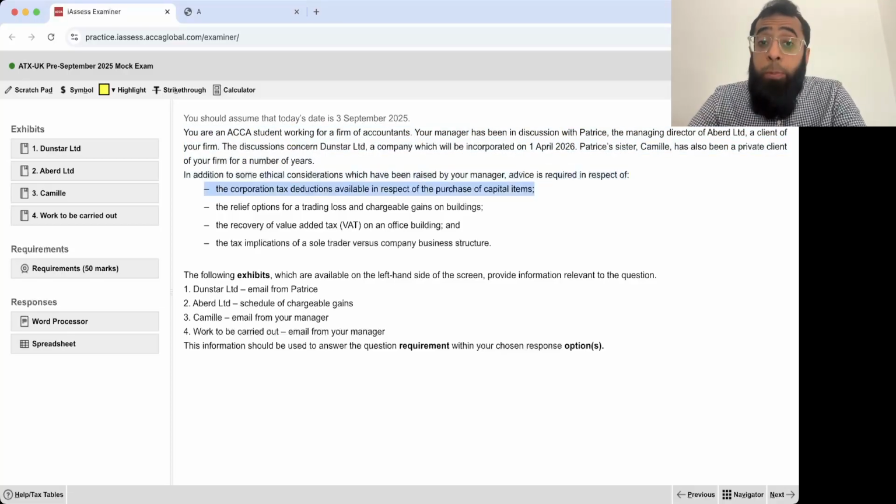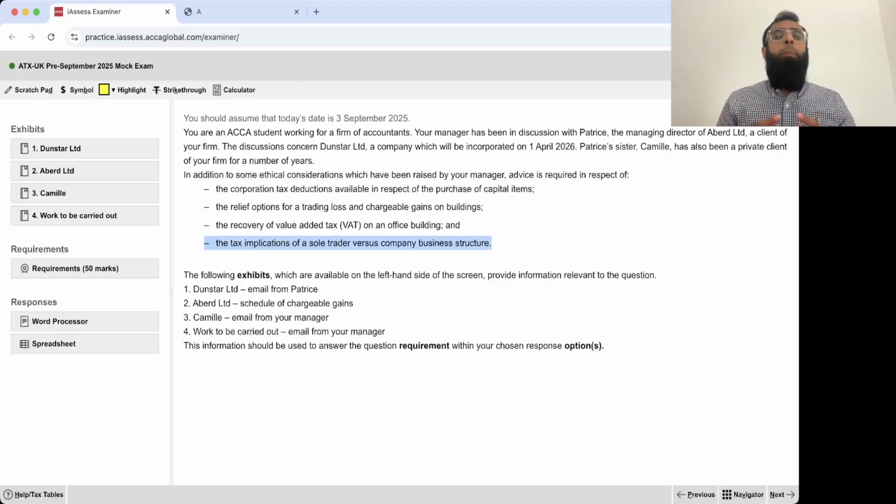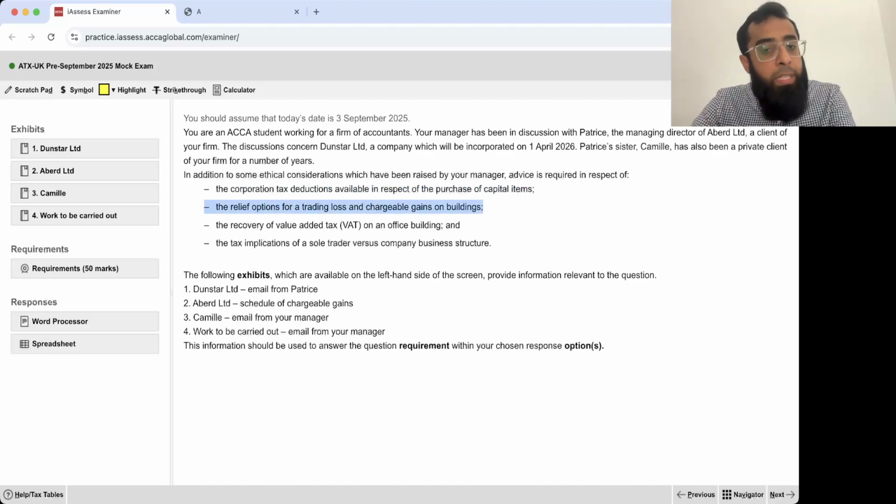Advice is required in respect of the corporation tax deductions available in respect of the capital items, the relief available for trading loss and chargeable gain, the recovery of VAT on an office building, and the implication of a sole trader versus a company business structure. So the examiner has told us about his basic expectations in this scenario. There is some issue relating to tax deductions for purchase of assets, then loss relief and chargeable gain, recovery of VAT, and a planning between a sole trader and a company business structure.